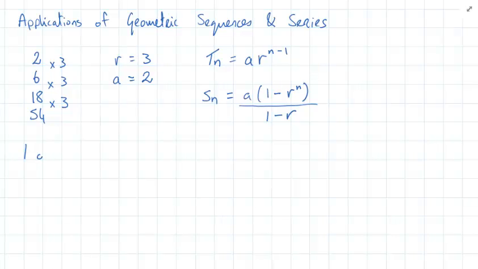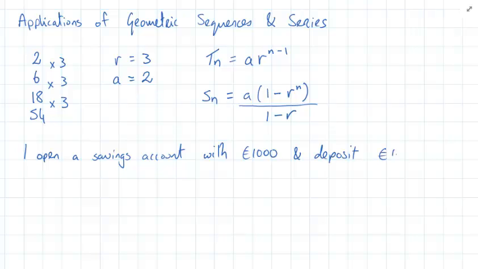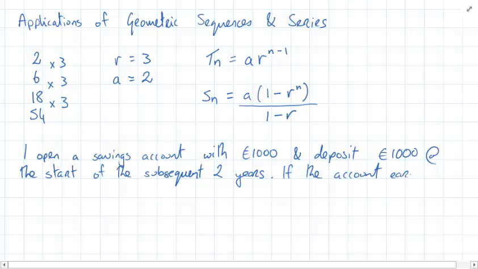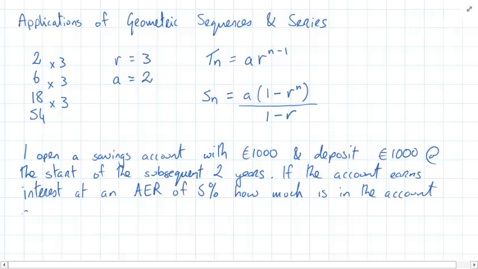So let's suppose that I open a savings account with €1,000 and deposit €1,000 at the start of the subsequent 2 years. If the account earns interest at an annual equivalent rate of 5%, how much is the account worth, or is in the account, at the end of the 3 years?